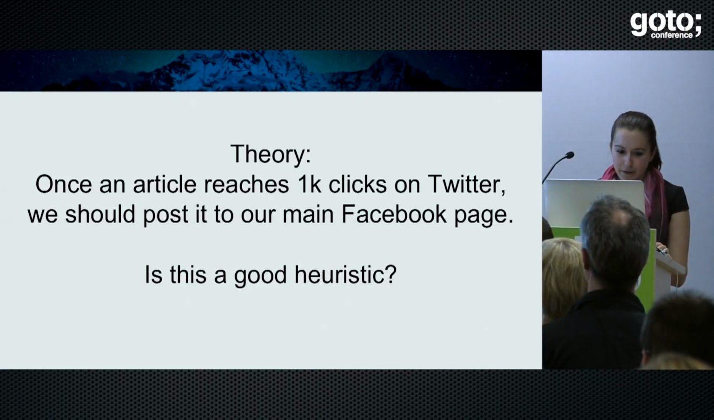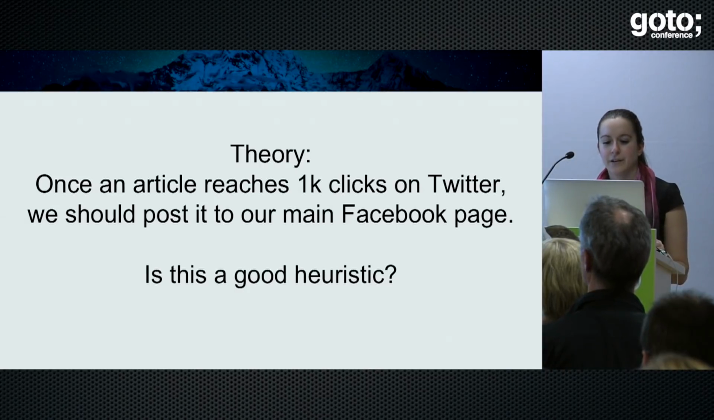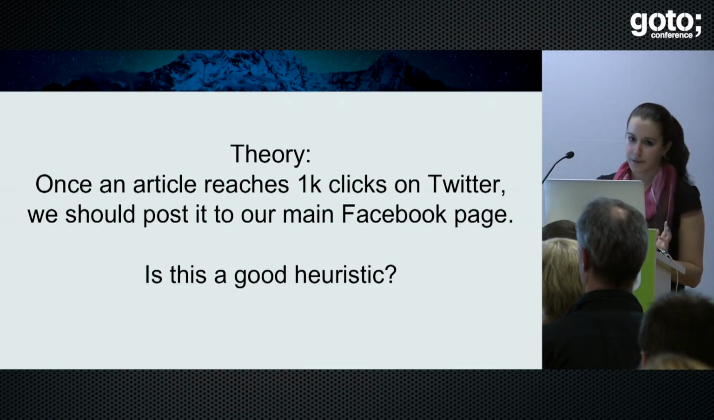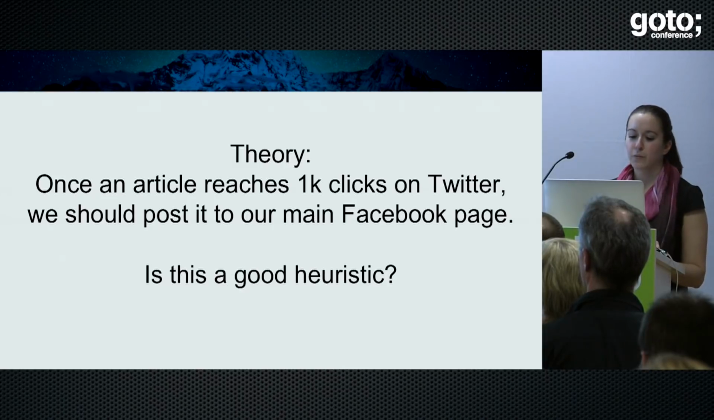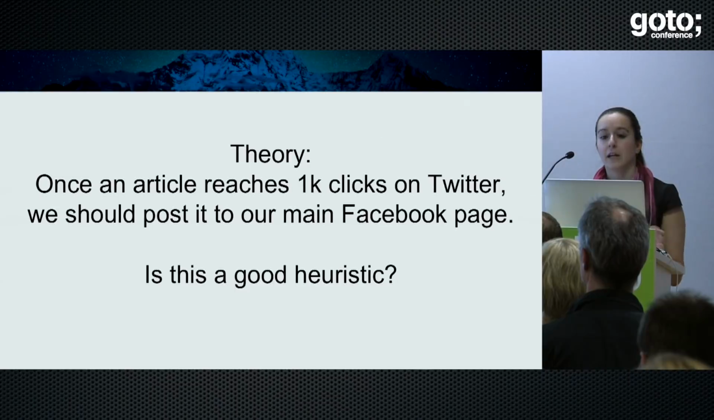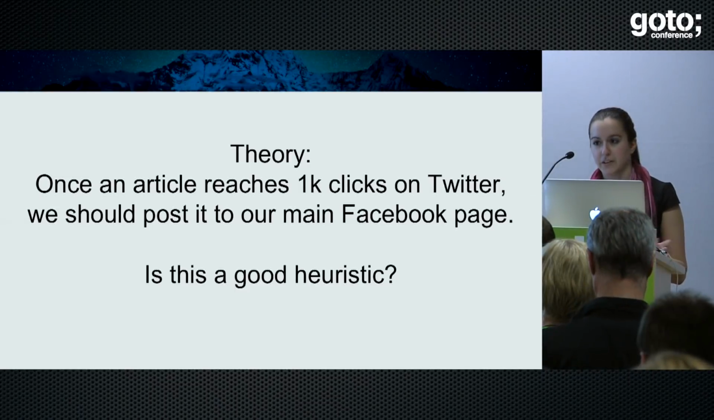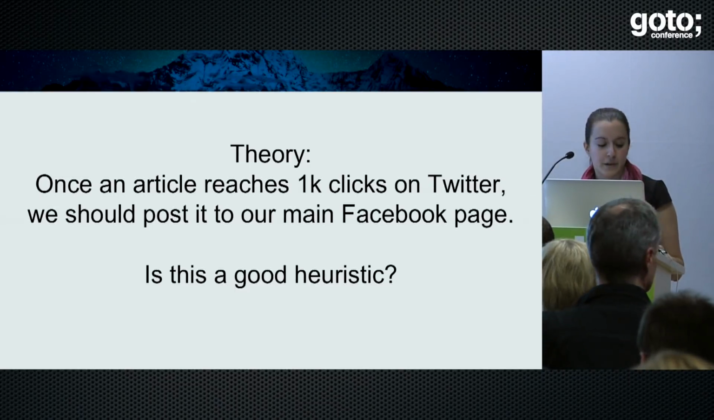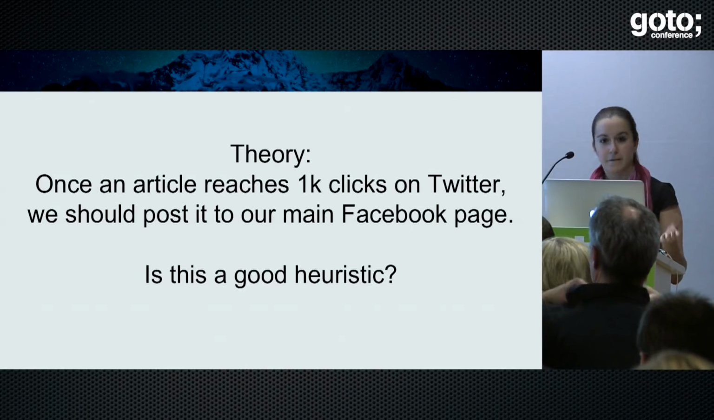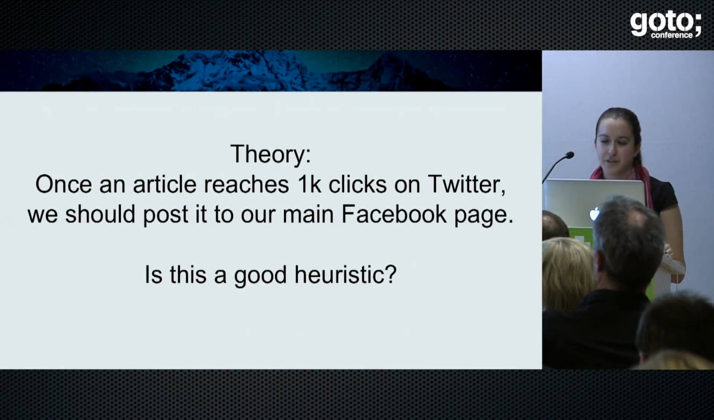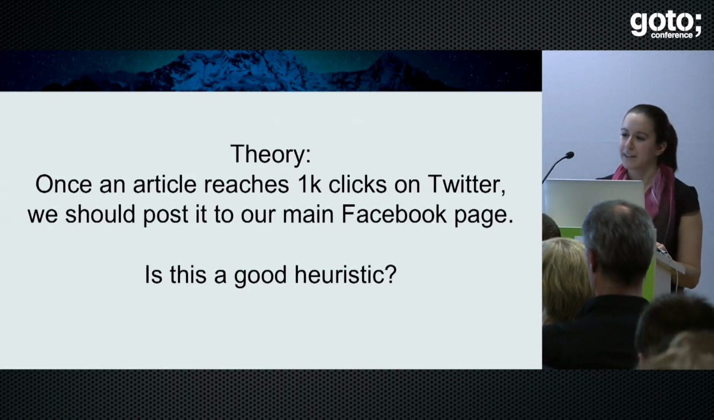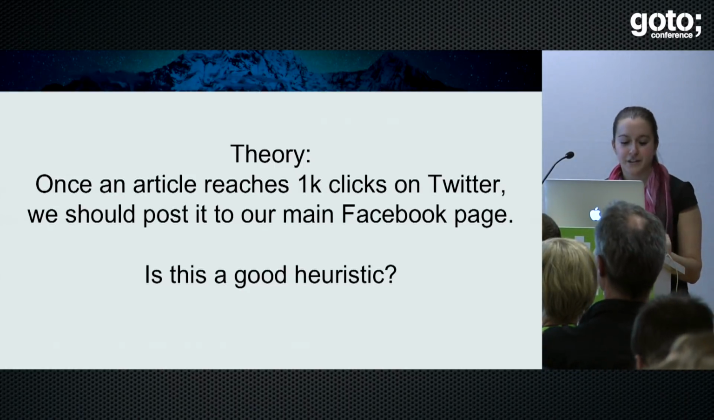So the editorial team had a theory: once an article reaches 1,000 clicks on Twitter, it should be posted to our main Facebook page, which is the one with about 6.4 million people. We want to know if this is a good heuristic. We produce a lot of content and have limited resources for posting. We obviously can't put everything on our Facebook main page all the time, because if you publish too many times in an hour, the algorithm will punish you.